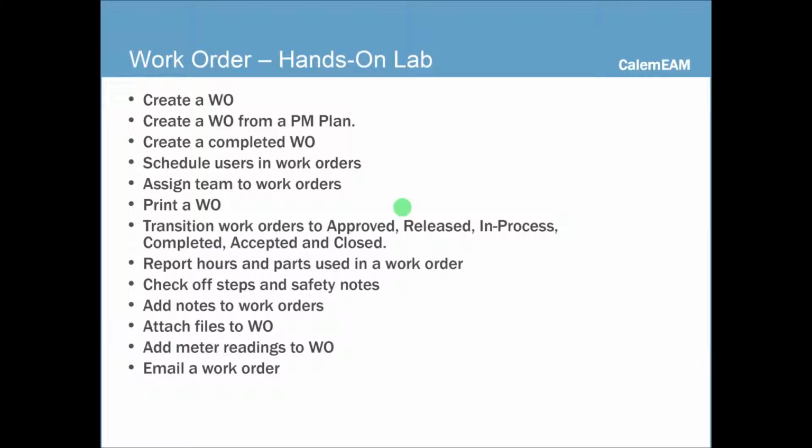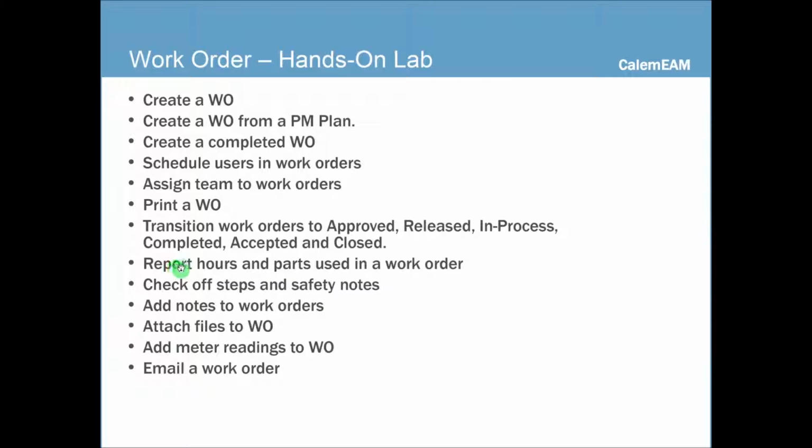So now let's look at the hands-on lab. In the hands-on lab, you will create a work order and create a work order from a PM plan, create a completed work order. Schedule users, just assign people to the work order, assign a team to the work order, print a work order, and also transition work orders to approved, released, in process, completed, accepted, and closed.